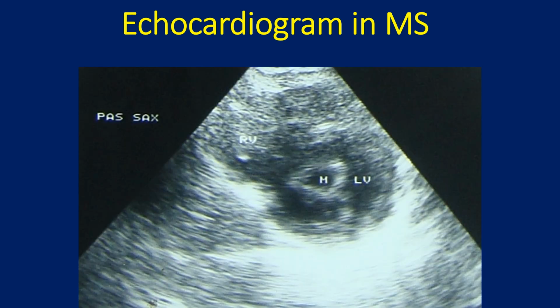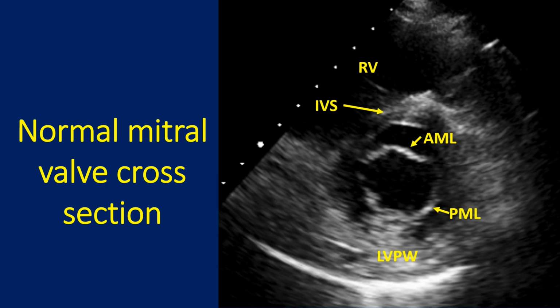Parasternal short axis view in mitral stenosis showing the fish mouth appearance of the mitral orifice in cross section. Normal mitral valve cross section for comparison, showing anterior and posterior mitral leaflets widely separated. Scallops of mitral leaflets are also visible, more clearly in the posterior leaflet.